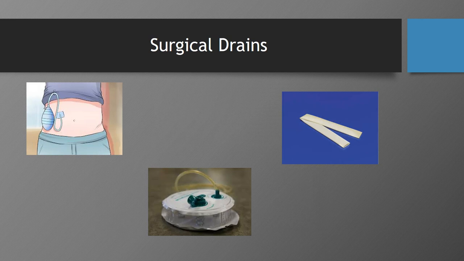The upper left-hand side is a JP drain. It looks like a grenade. Basically, you squeeze all the air out of it, you put the little top back on it, and then as it fills up, the actual JP drain turns into a bulb that looks like a grenade. The upper right-hand side is called a Penrose drain, and it looks like a straw that's very flexible, or it's actually made out of rubber.